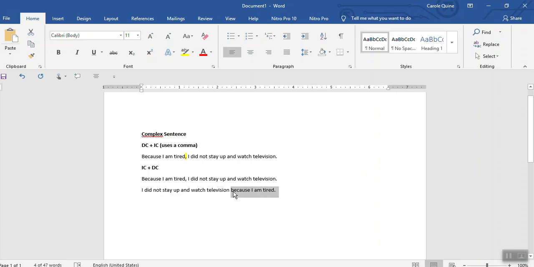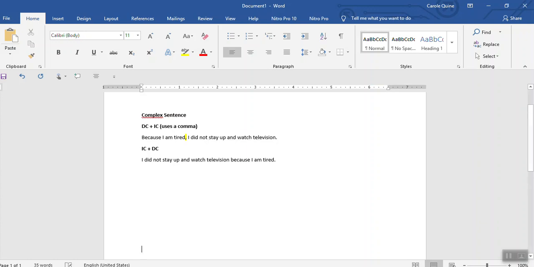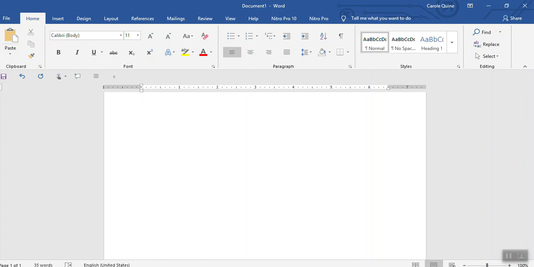When you put the dependent clause behind the independent clause, you do not use a comma. But when you put, that's what happened. I put two of them here. When you put the dependent clause in front of the independent clause, you do use a comma, all right? Okay, so let's try a few. Let's get this out of the way and see how you do with this.